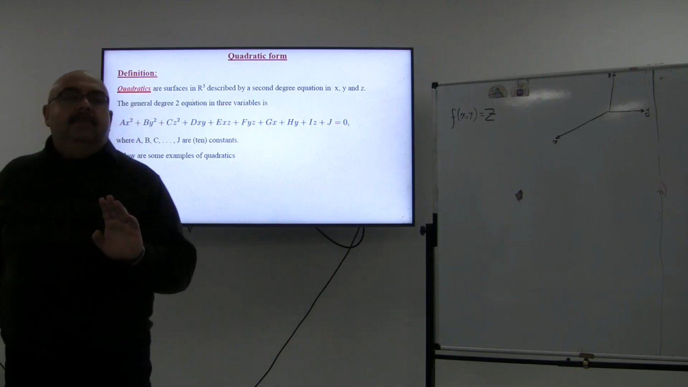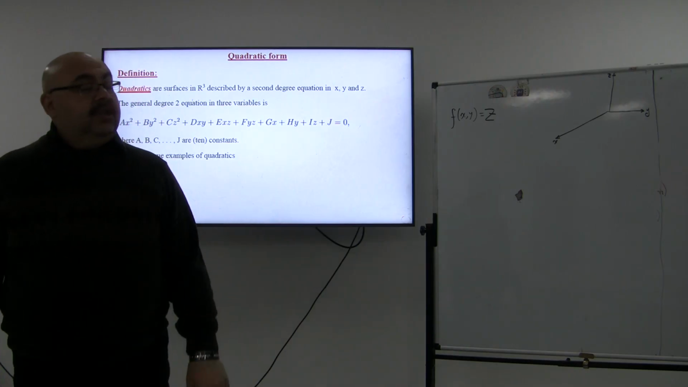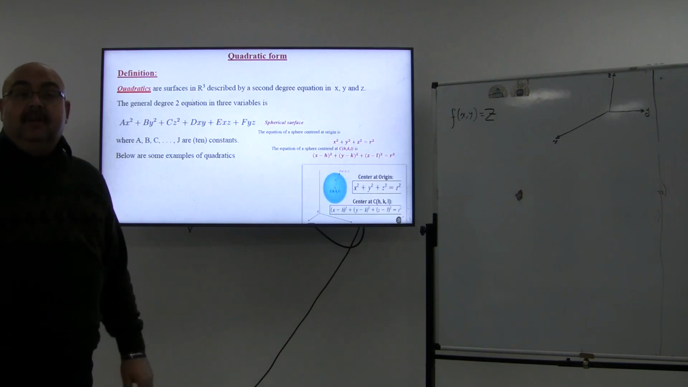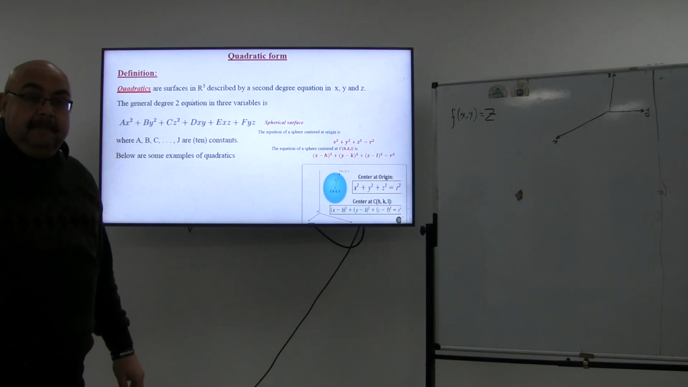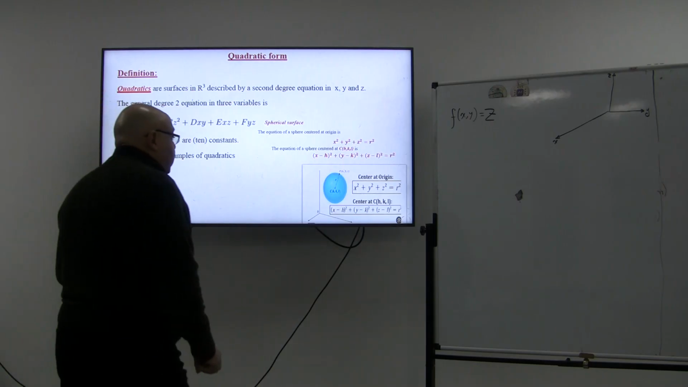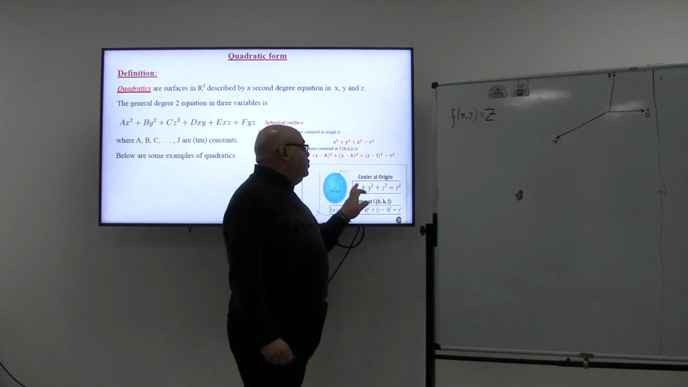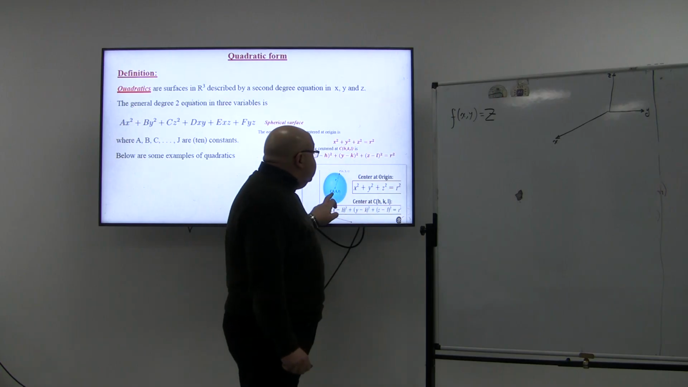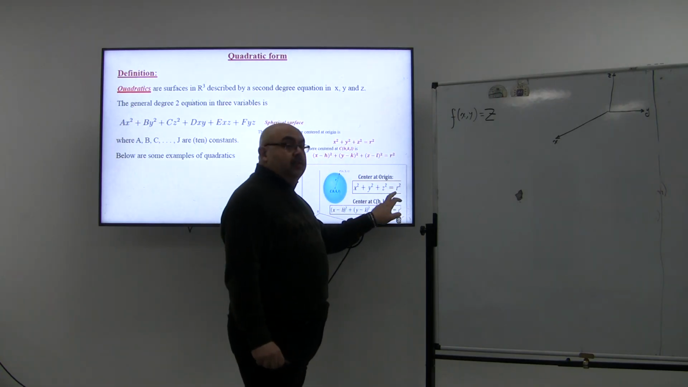This equation can be a lot of things. The most known shape is the sphere. The sphere equation is very, very simple. It is x squared plus y squared plus z squared equal r squared, which is a sphere with center 0, 0, 0 and the radius equal to r.